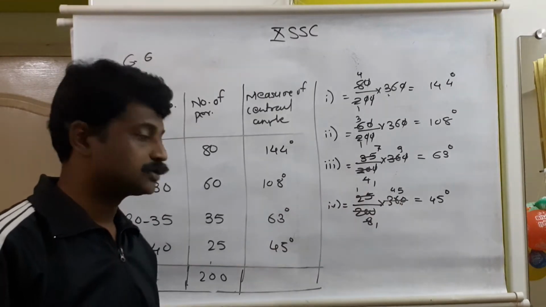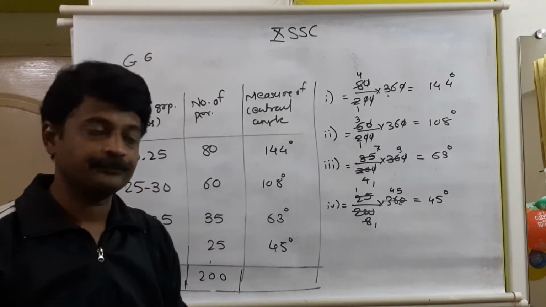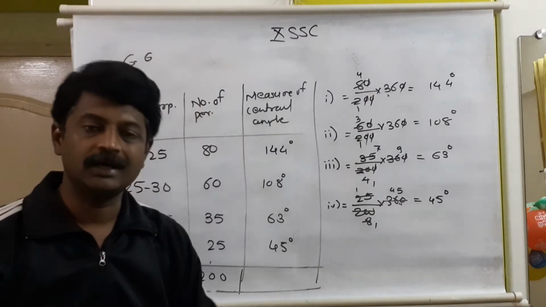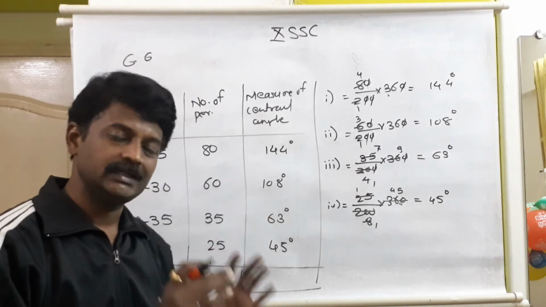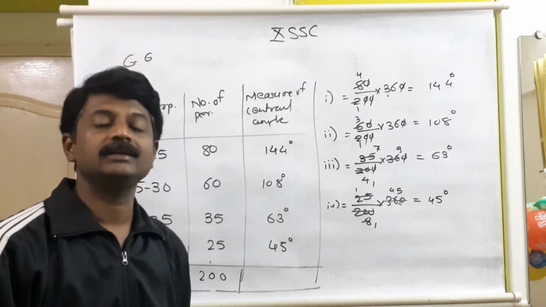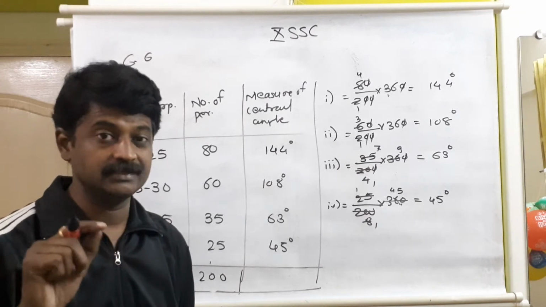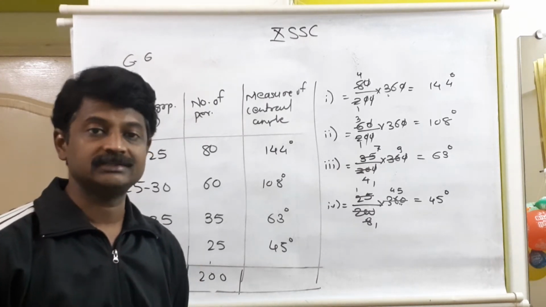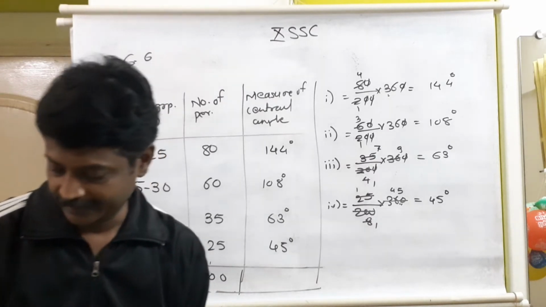This calculation has to be there near the table. This can be solved on the answer paper, and the pie diagram will also come on the answer paper. For a pie diagram, graph is not necessary. On the same answer sheet, the calculation and the pie diagram will also come. Keep it in mind, the pie diagram will come on the answer paper. Graph paper is not necessary for a pie diagram.